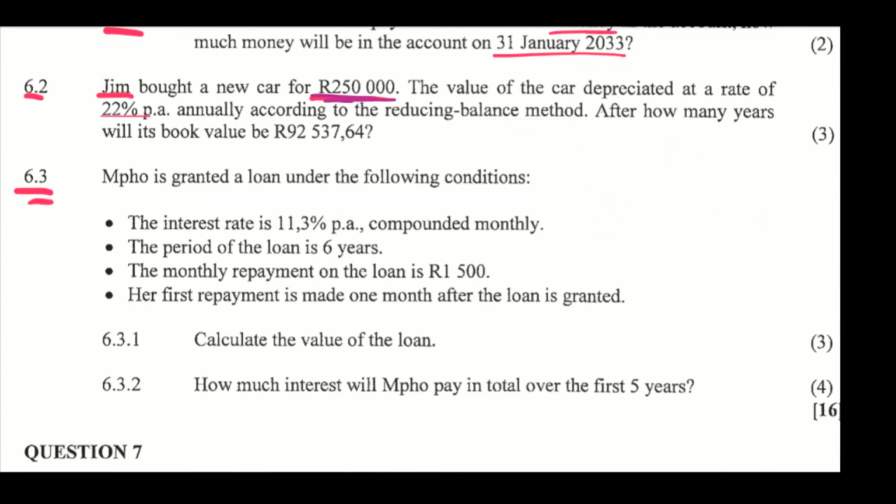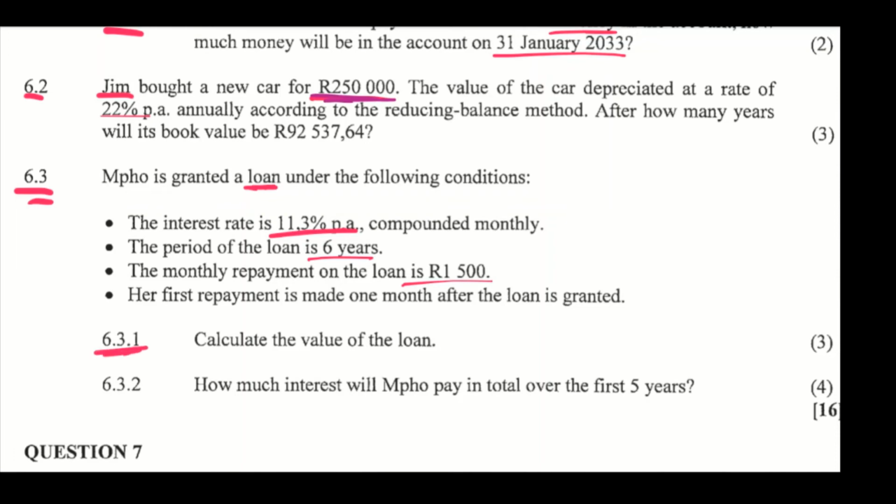So Mpho is granted a loan under the following conditions. The interest rate is 11.3% per annum compounded monthly. So remember, we're talking of a loan here, so chances are we're going to use a present value annuity. The loan is for a period of 6 years. The monthly repayments are 1,500 rand. The first payment is made 1 month after the granting of the loan, right?